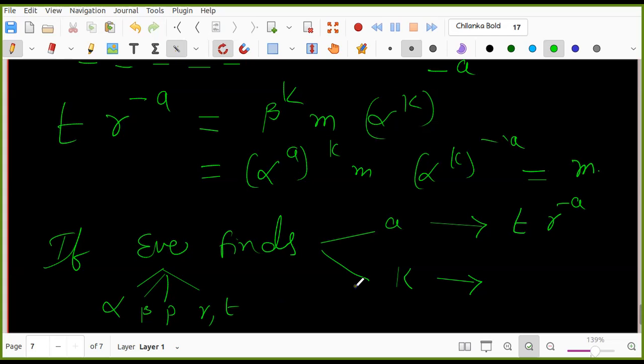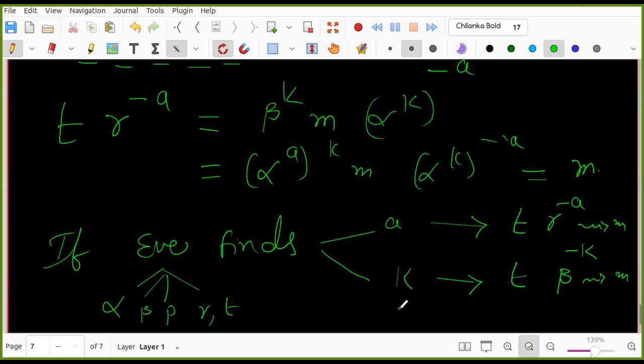Now can you say? Eve knows T, Eve knows beta, Eve knows K. So she will do T into minus beta power K. What is the answer we will get? M, because T is equal to beta power K into M. So again we will get M, right? In both the cases she will get it. Is it interesting?